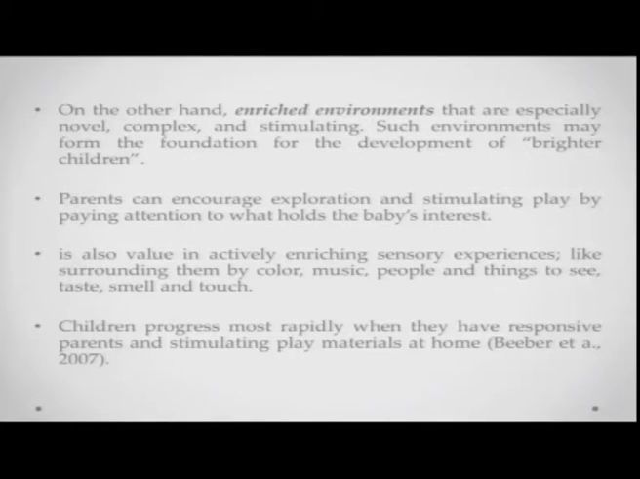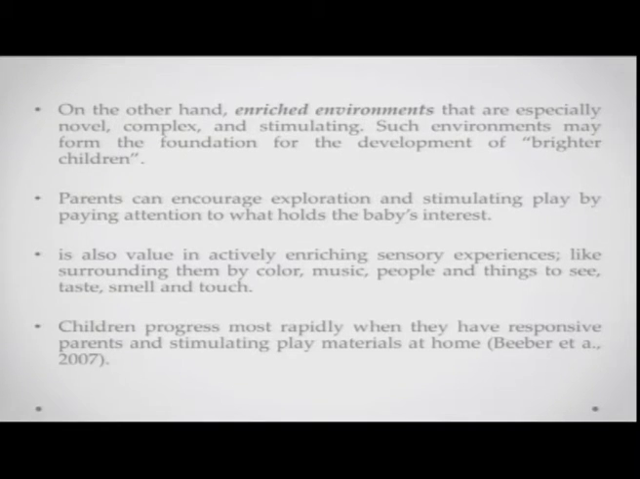Parents can, say for example, encourage exploration and stimulation play by paying attention to what is holding the child's interests, what are the initial things that are affecting him, what does he like to do, what does he or she not like to do. In that sense, encourage the child to interact with the environment and discover for himself.